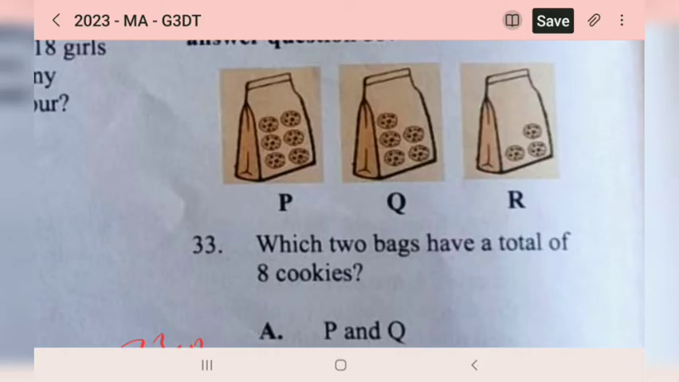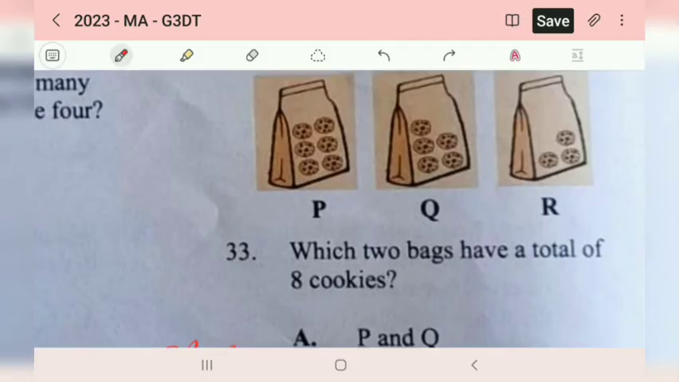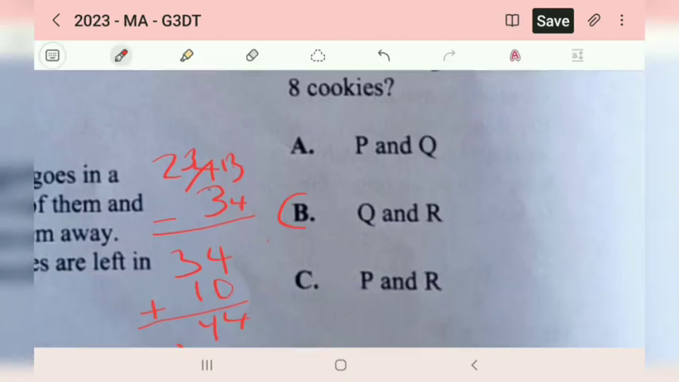So which 2 will give you 8 cookies? So we have 5. Q has 5. 1, 2, 3, 4, 5. So Q, which is 5, plus 3. 1, 2, 3. So 5, 6, 7, 8. R will give you 8. Q and R. Where's Q and R? That's at B.